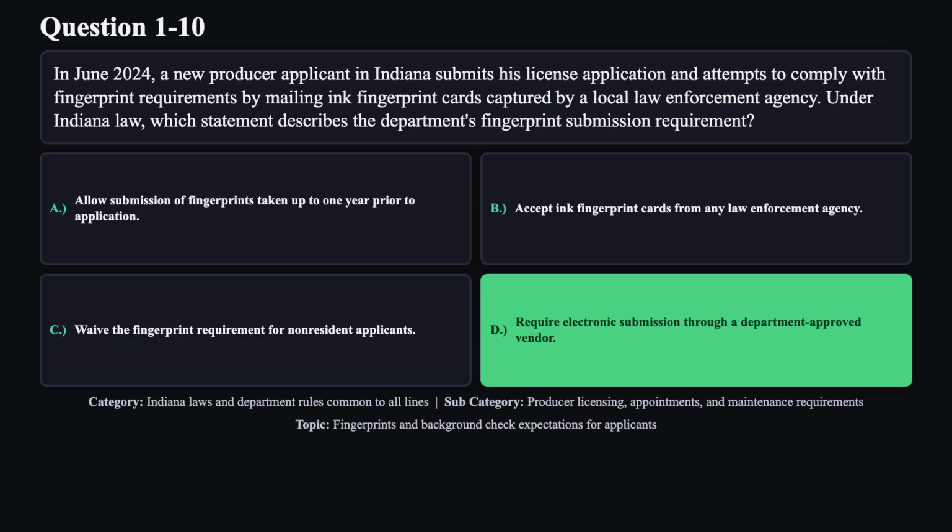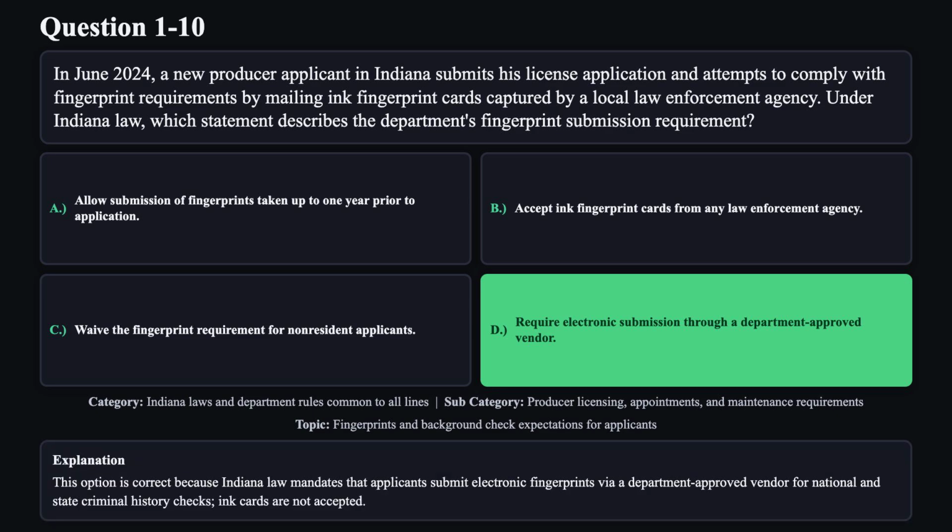The correct answer is D. This option is correct because Indiana law mandates that applicants submit electronic fingerprints via a department-approved vendor for national and state criminal history checks. Ink cards are not accepted.